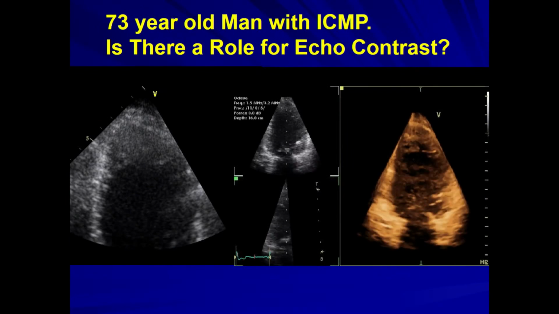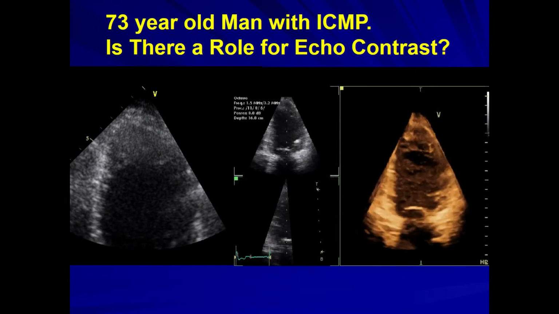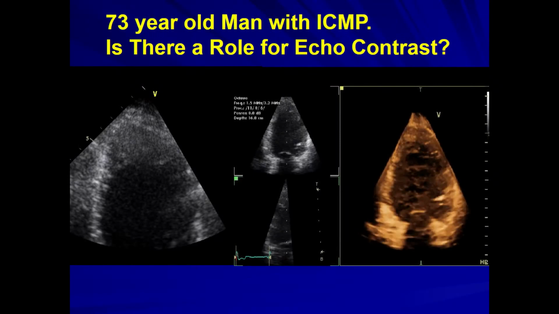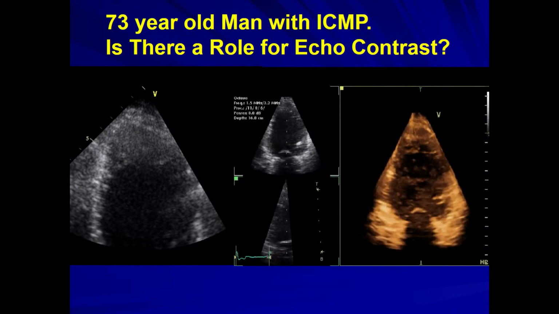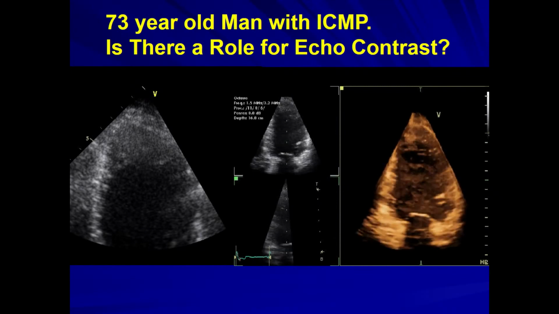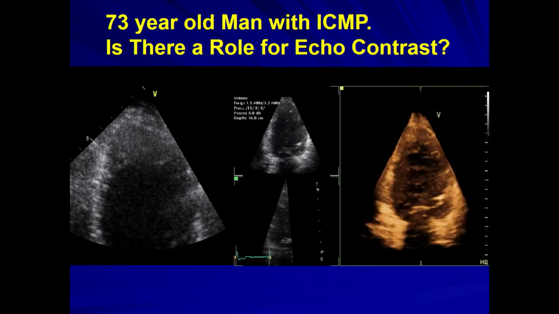So is there a role for echo contrast? Well, you can see from this picture, it's very technically difficult. You can't really see the apex. It's kind of hazy up there. The EF looks like it's down. You've got a suggestion that there's regional wall motion abnormalities in the apex, possibly an apical aneurysm, and your suspicion for a layered mural thrombus is pretty high in this case, just based on what you're seeing.